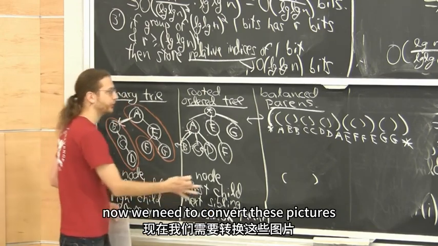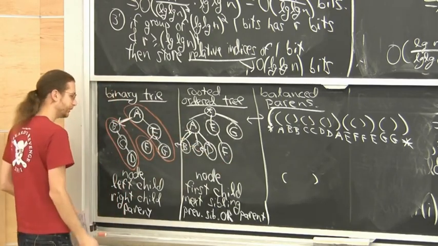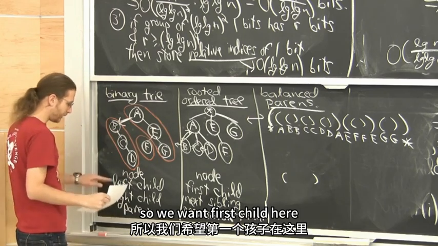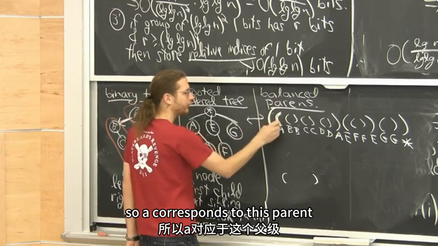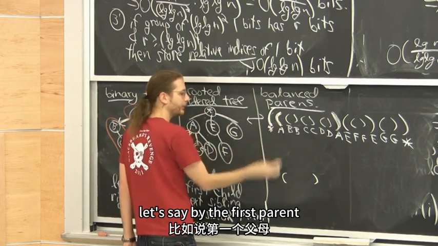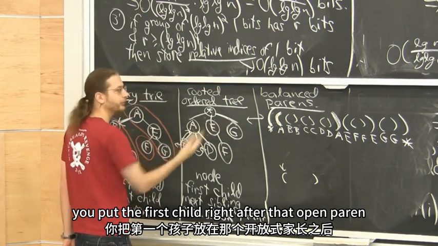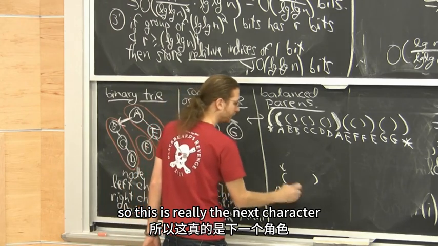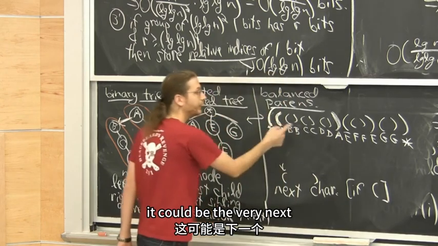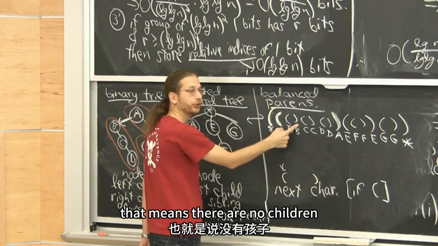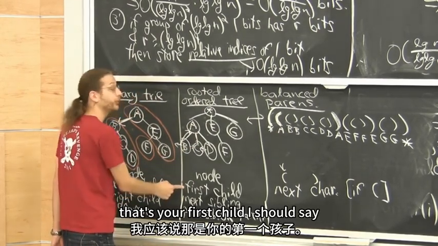Now we need to convert these pictures into balanced parentheses pictures, which is also going to be easy in itself, but the jump all the way from binary tries to balanced parens would be pretty confusing. So that's why we have this intermediate step. So we want first child here. Look, I'm looking at A. So A corresponds to this paren and this paren. I'm going to represent the node, let's say, by the first paren. Then the first child is just the very next character. You put the first child right after that open paren. So this is really the next character. If we want to find the first child, this is if it's an open paren. It could be that if you're doing B, the very next character is a closed paren. That means there are no children. But that's how you can tell whether there's a child. If there's an open paren right after your open paren, that's your first child.